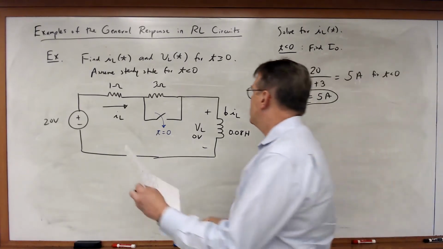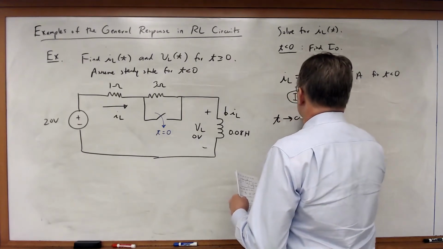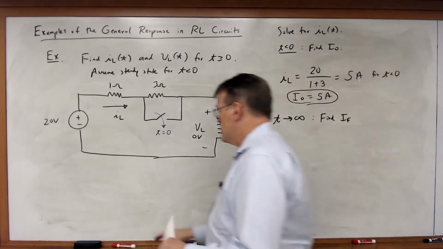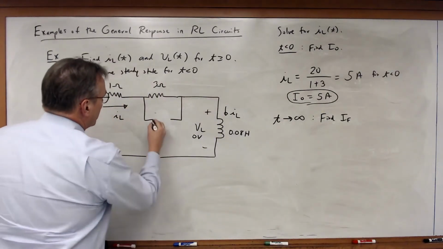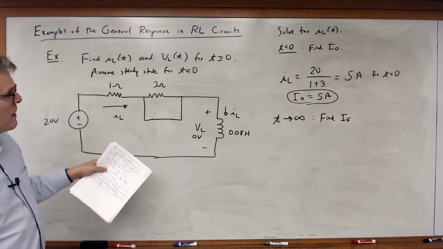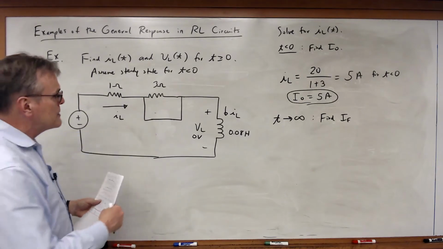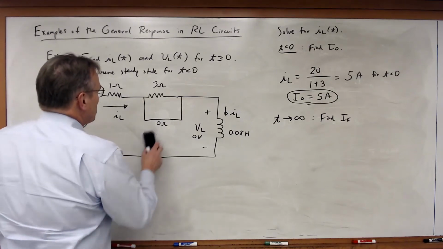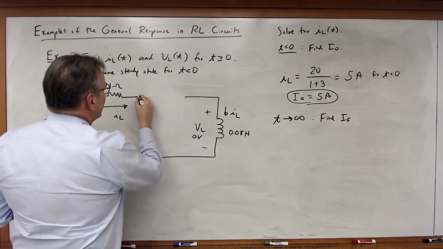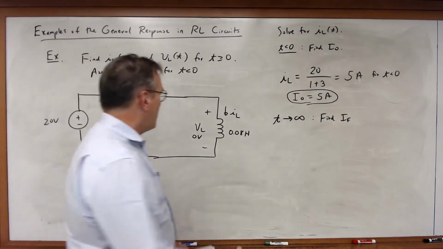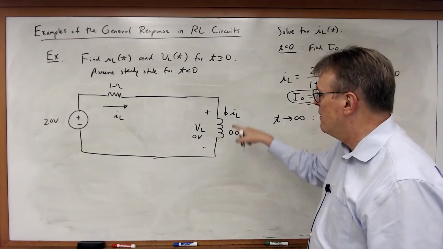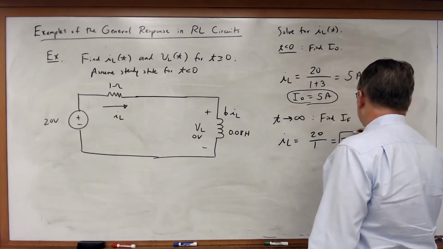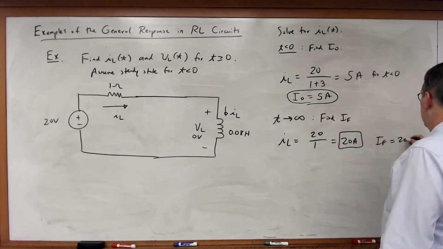Now let's look at what happens for t greater than 0. Let's close the switch, go to t equals infinity, and find IF. If I close the switch, what happens to that 3 ohm resistor? A 3 ohm resistor in parallel with a wire is like a 0 ohm resistor. What's 3 in parallel with 0? It's just 0. So this wire in parallel with a 3 ohm resistor just becomes a wire. So now, what's IF equal to? Well, if VL once again goes to 0, then IL is just going to be equal to 20 over 1, which is 20 amps. And therefore, the final value is 20 amps.